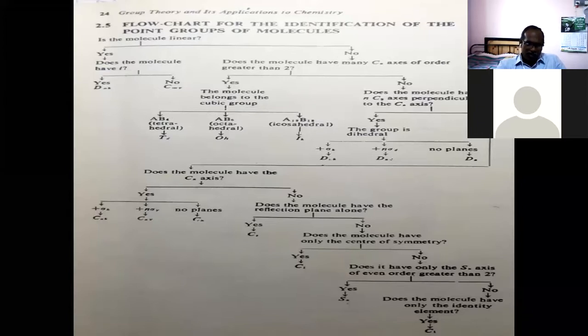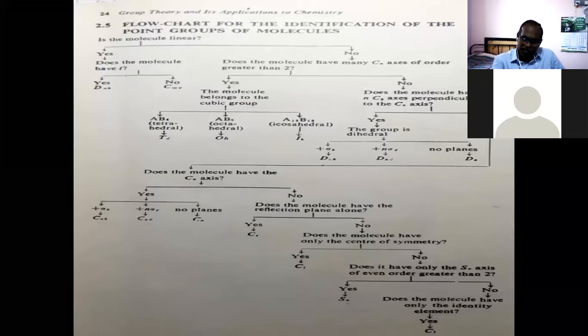You take water, the water molecule. Is the molecule linear? No, because it is bent shaped. Does the molecule have many Cn axes of order greater than 2? No, because it has only a C2 axis. Does the molecule have n number of C2 axes perpendicular to the Cn axis? No, the molecule does not have such C2 axes at all. Does the molecule have a Cn axis? Yes, it contains a C2 axis.